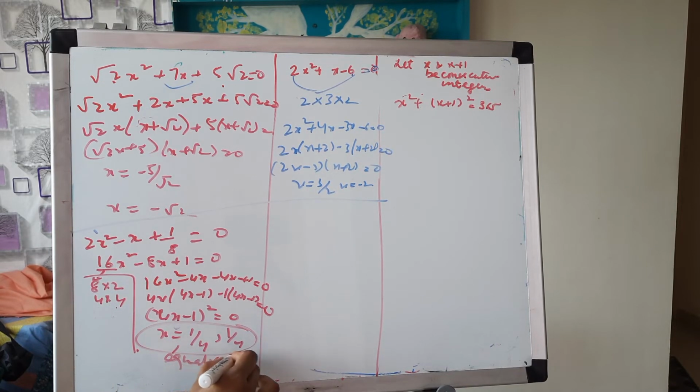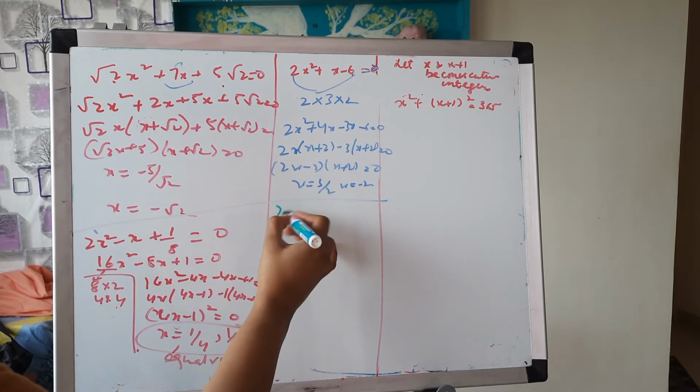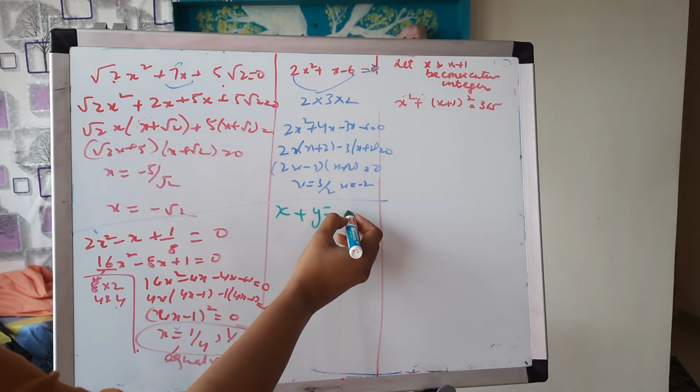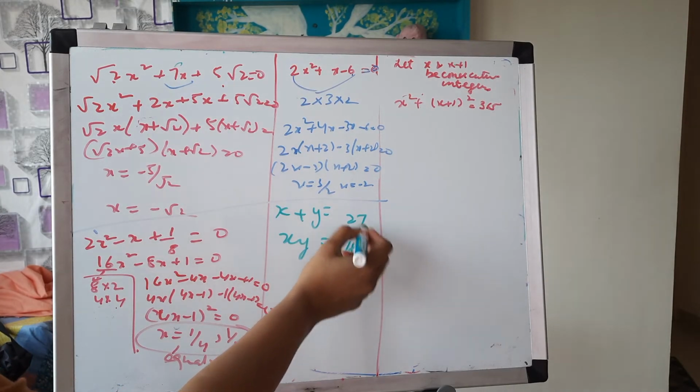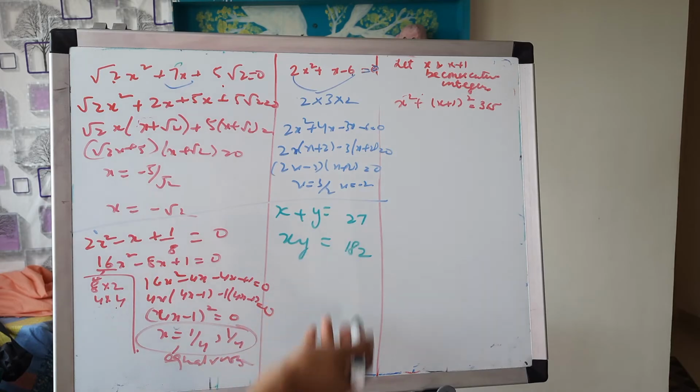Equal roots. Moving on. Two numbers whose sum is 27 and product is this. This is, you can even say, it's like the zeros of the polynomial, right, which we did.